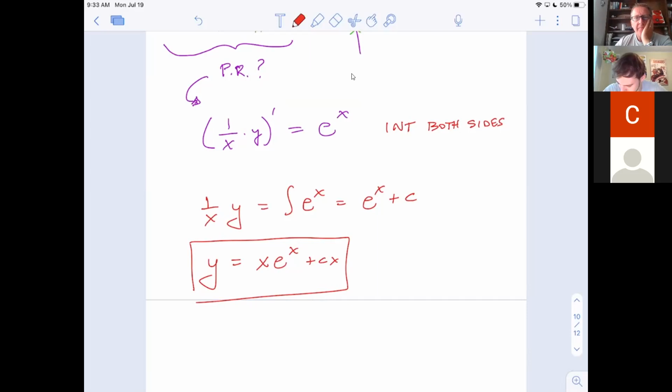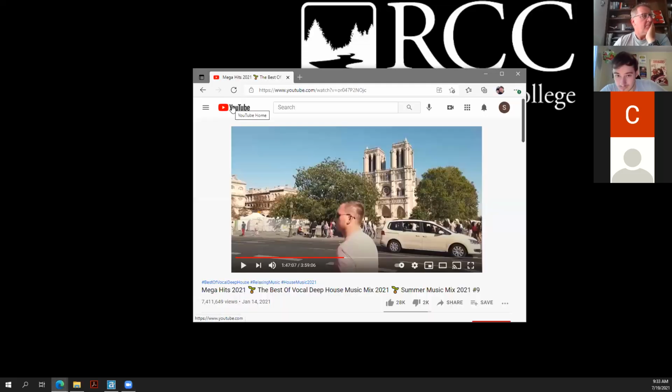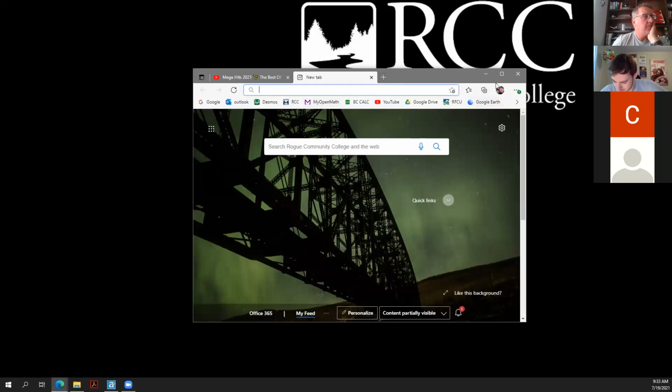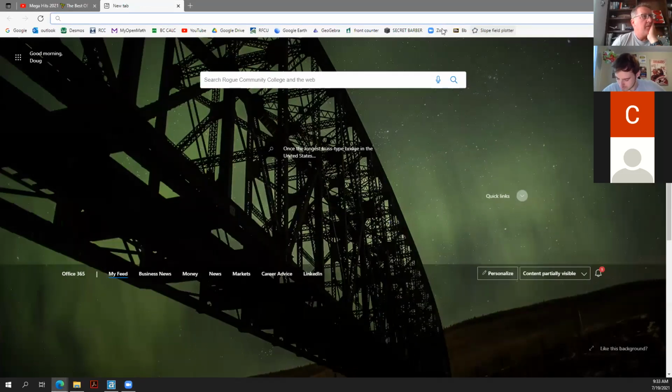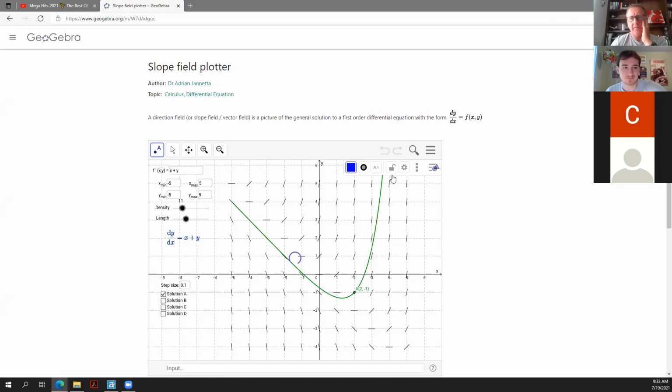This time, let's just playfully go to, let me see here. I'm going to try to do this a little different. Share screen. Sharing a different screen. So you are seeing the slope field thing now, is that correct?